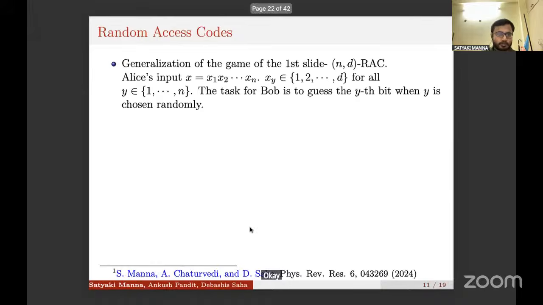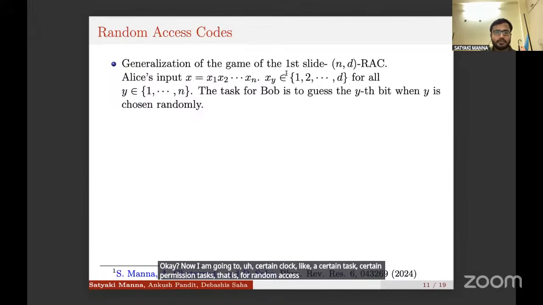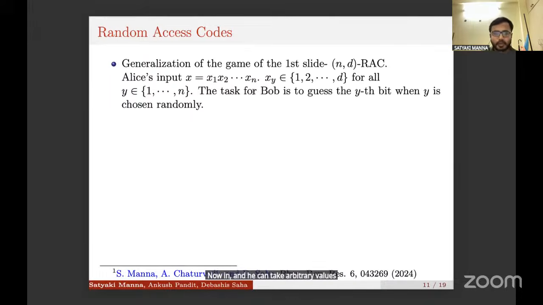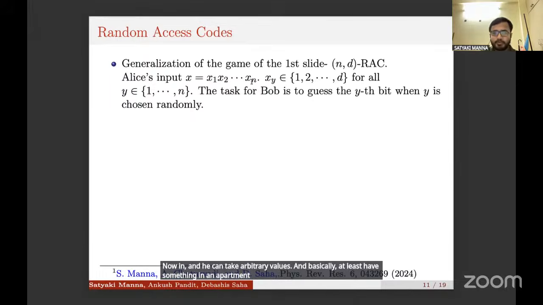Okay, now I am going to a certain communication task that is called random access code, and this is nothing but the generalization of our game that I showed in the first slide. Here I am calling it an N-D random access code. In the first slide, N and D both are 2. Now N and D can take arbitrary values. Alice has N alphabets, and every X can take D number of values. And the task of the receiver is the same. He has to guess the Y-th bit when Y is given randomly.